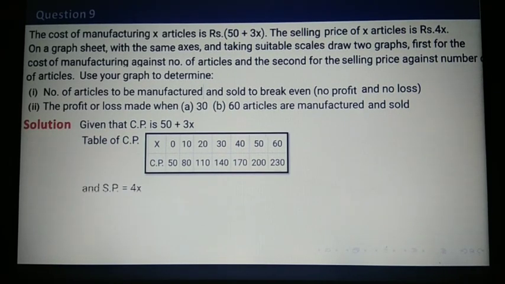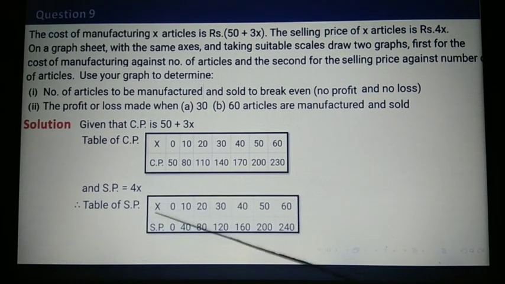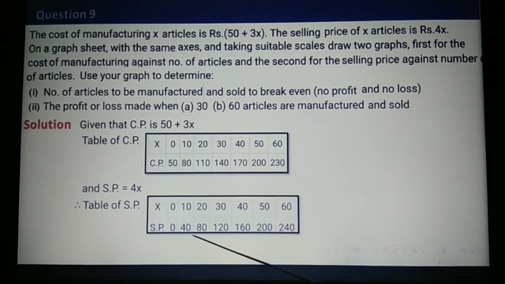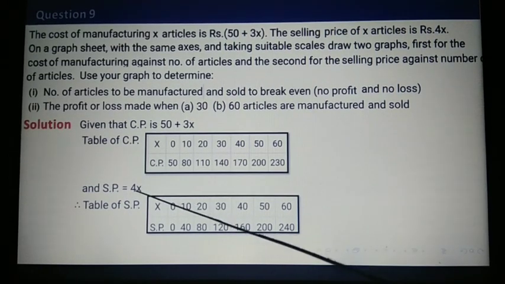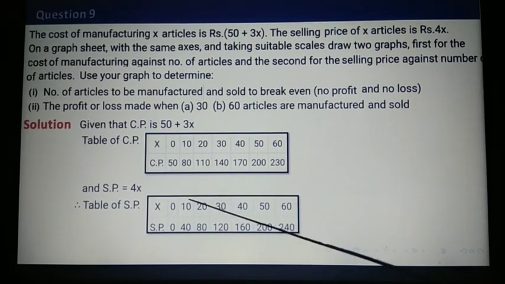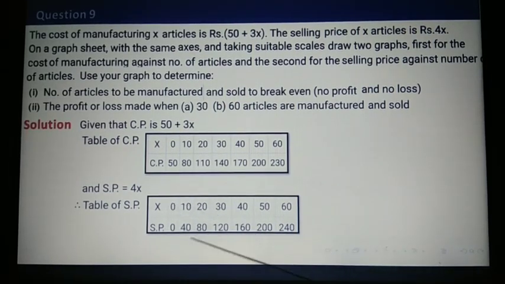Now similarly, we have selling price given to be 4x. If I take selling price to be y, then y equals 4x. Now we'll write the table for y equals 4x, that is x equals this much, and y. Whatever values I have taken here for x, the same values I am taking here as well. So SP is acting like y for me. Whenever x is 0, 4 into 0 is also 0. When x is 10, 4 into 10 is 40. When x is 20, 4 into 20 is 80. So this is how the table is made.